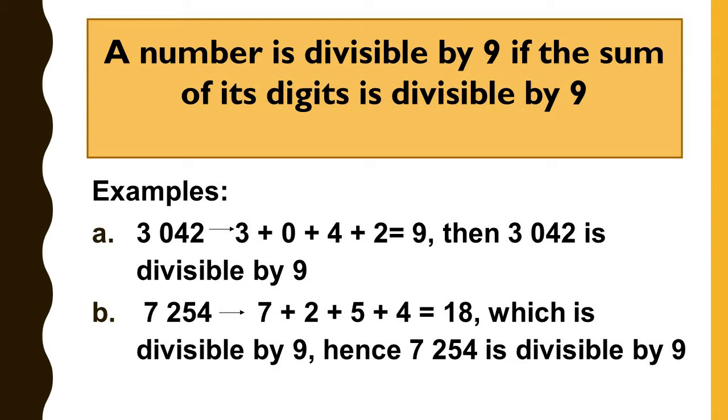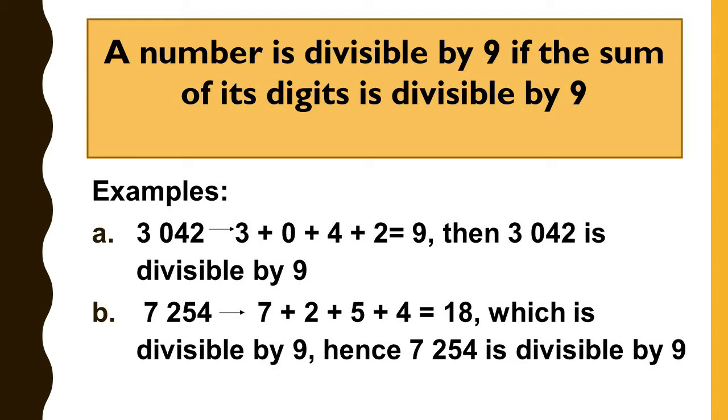A number is divisible by 9 if the sum of its digits is divisible by 9. For example, 3,042. 3 plus 0 plus 4 plus 2 is equal to 9. 9 is divisible by 9. Therefore, 3,042 is divisible by 9.